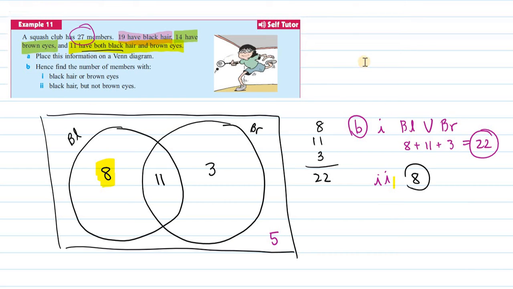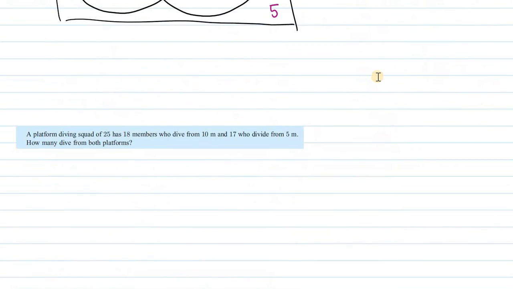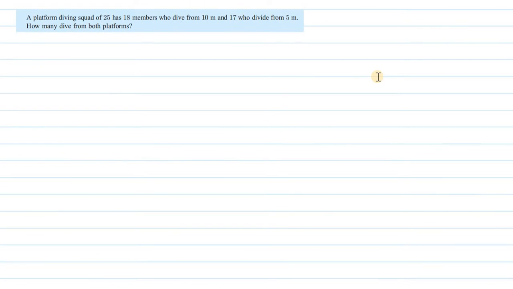So let's continue with the second example of solving problems using Venn diagrams. In this case, a platform diving squad of 25 has 18 members who dive from 10 meters and 17 who dive from 5 meters. How many dive from both platforms?